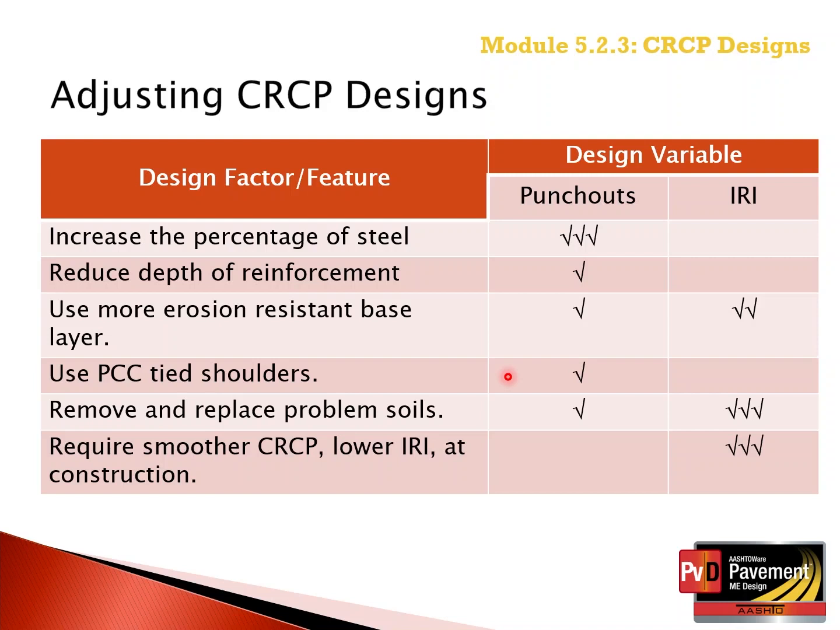Removing and replacing problem soils has a low impact on punch-outs but can have a very significant impact on IRI. And then requiring smoother CRCP at the time of construction. In other words, a lower IRI value at construction can have a significant impact on IRI for design.